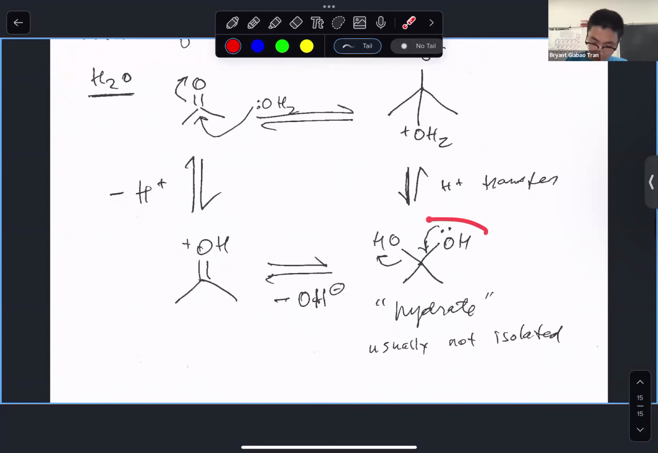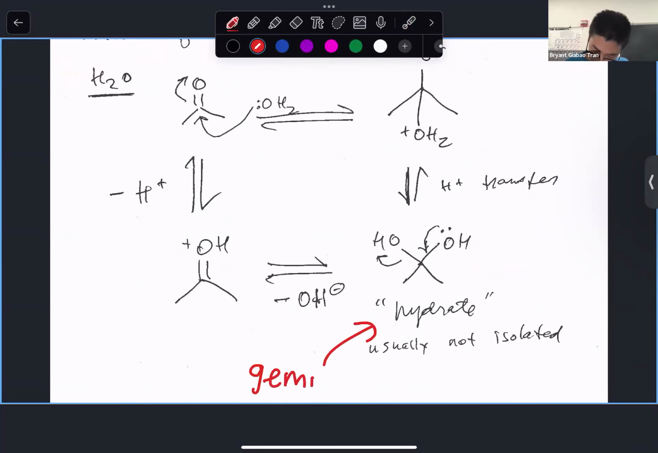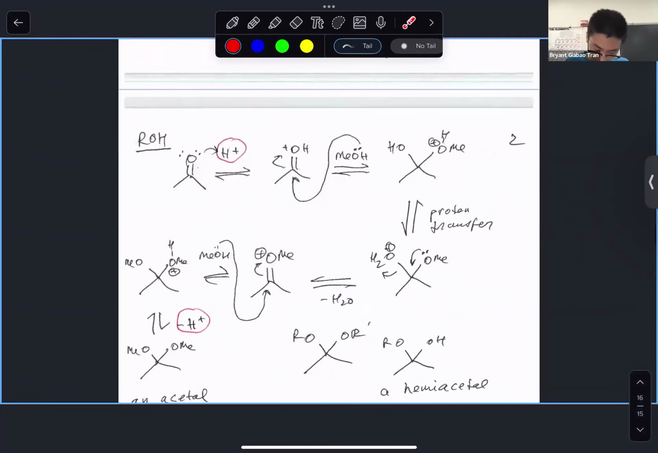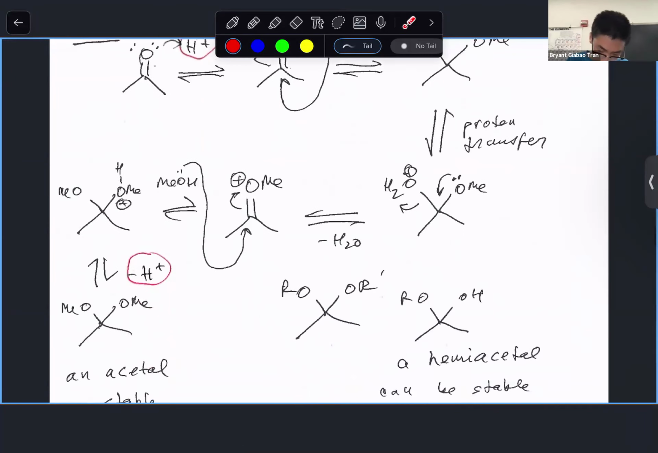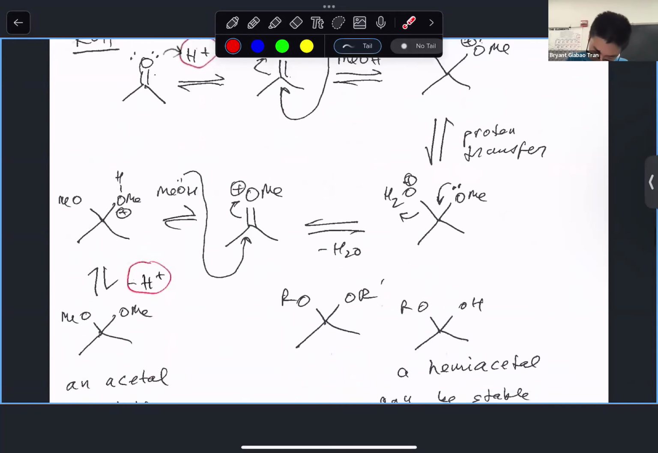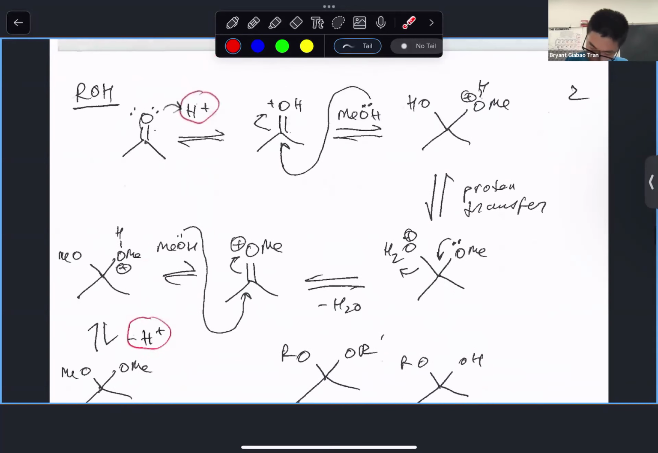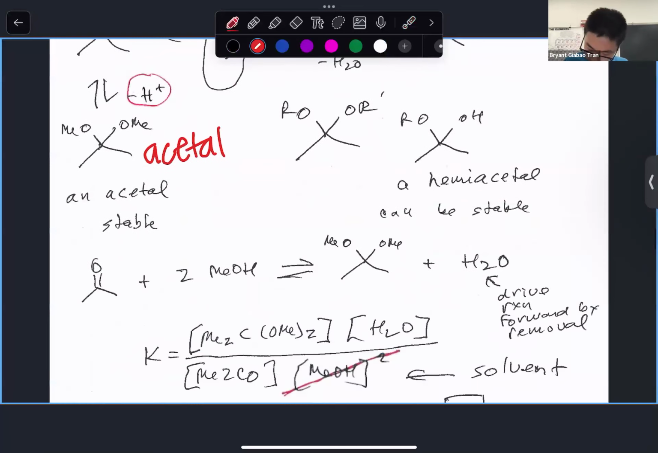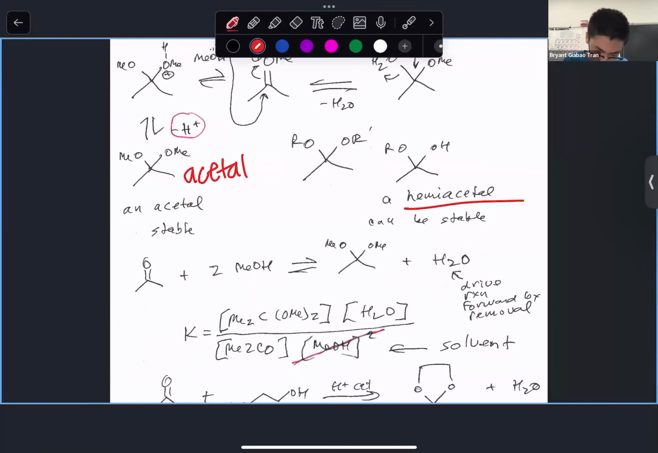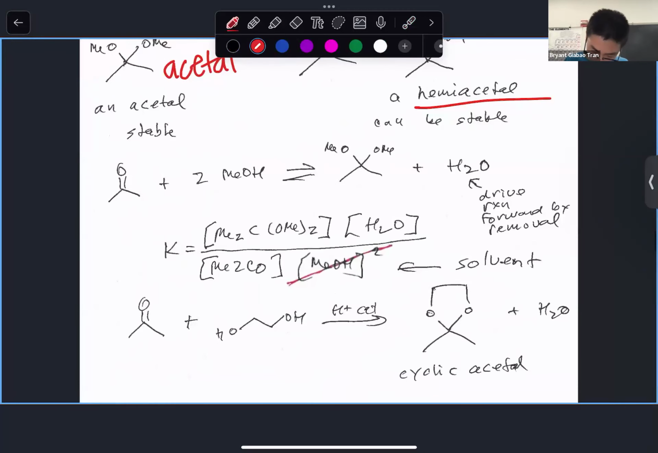This we went over, which hydrate is another name for geminal diol, where we have two alcohols on the geminal position at the same carbon. Proton transfer. Acetal formation. Hemiacetal. This right here, acetal.